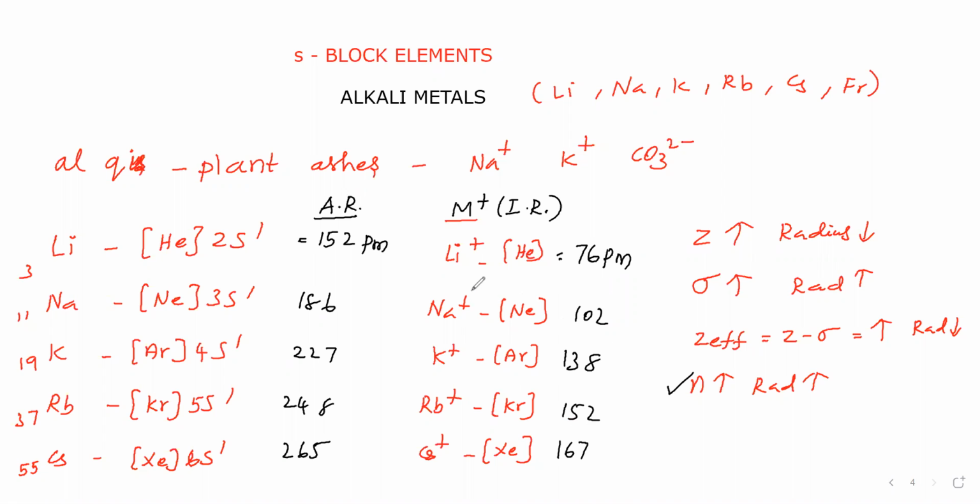Now, atomic radius and cationic radius we will see. The lithium ion is the cation. Lithium cation radius is 76 picometer. Lithium parent atom radius is 152 picometer. The lithium cation radius is smaller than the parent atom. Why? Because in the lithium atom, two shells are there. In the lithium ion, only one shell is there. Number of shells is more in the atom, therefore radius is more; number of shells is less in the ion, therefore radius is less.